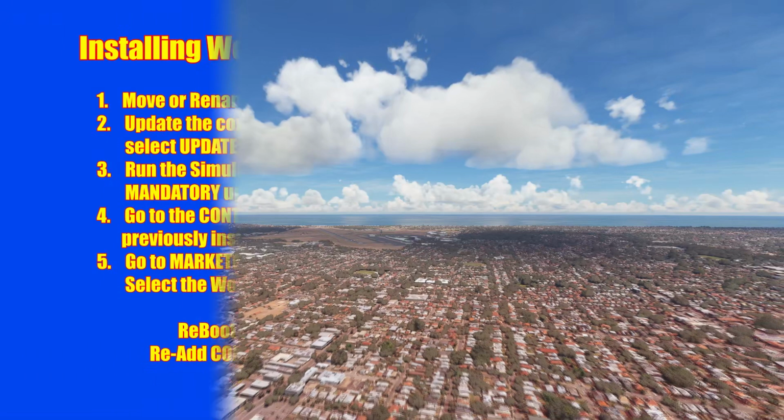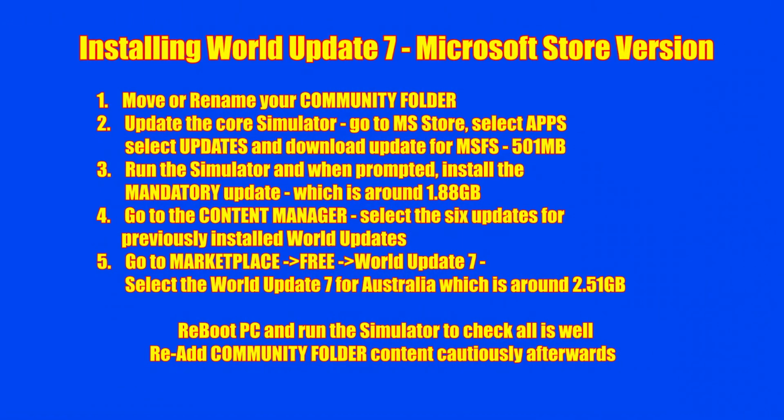So then, a quick recap. Installing World Update 7 from the Microsoft Store. Move or rename your community folder. Update the core simulator by going to Microsoft Store, selecting apps, select updates, and download the update for Flight Simulator, which is about 501 meg. Next, run the sim and when prompted, install the mandatory update, which is 1.88 gigs. Then go to Content Manager, select the 6 updates for the previously installed World Updates. And lastly, go to Marketplace, free World Update 7, and select the Australian update, which is 2.51 gigabytes.